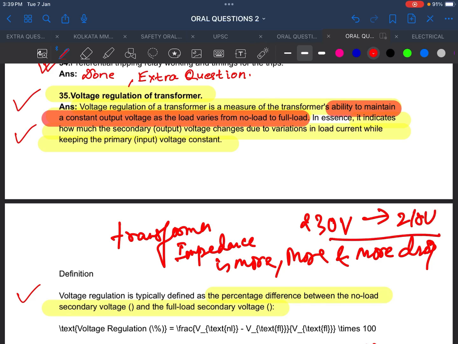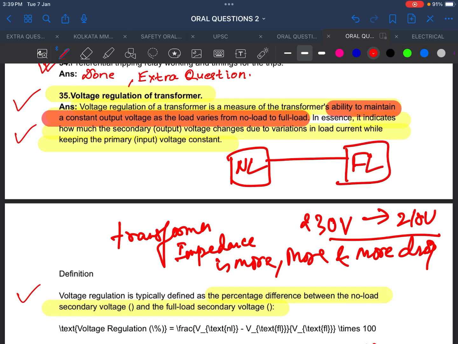So for good voltage regulation we have to maintain a constant voltage output, even if the circuit goes from no load to full load. Suppose before there is no load on the transformer, and then suddenly the load increases and goes to full load. The ability of a transformer to maintain a constant output voltage of 230 volts at full load will tell us about the transformer's capability, the ability to maintain a constant output voltage from no load to full load. So this is basically termed voltage regulation.